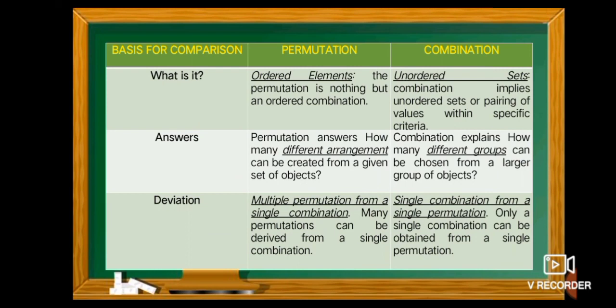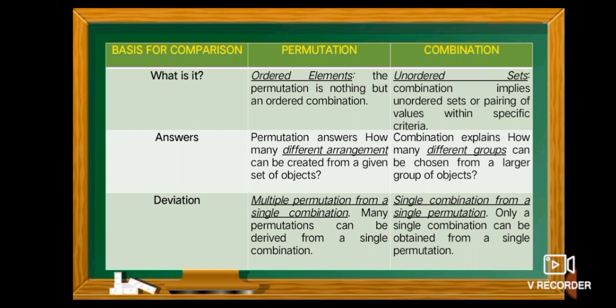So, in permutation, the order of elements is nothing but an ordered combination, while combination implies unordered sets or pairing of values within a specific criteria.